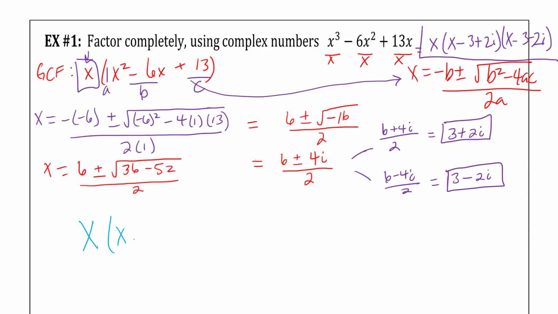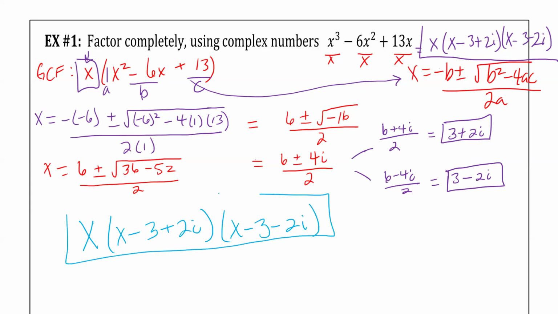So we have x minus 3 plus 2i. And then we have x minus 3 minus 2i. And that is it, fully factored. And there's nothing else to do. When it says completely factored, that is it, completely factored. Your GCF is always going to be in front, and then whatever factors you get from the quadratic follow. If you look at this, it's ABC, that's what it is.